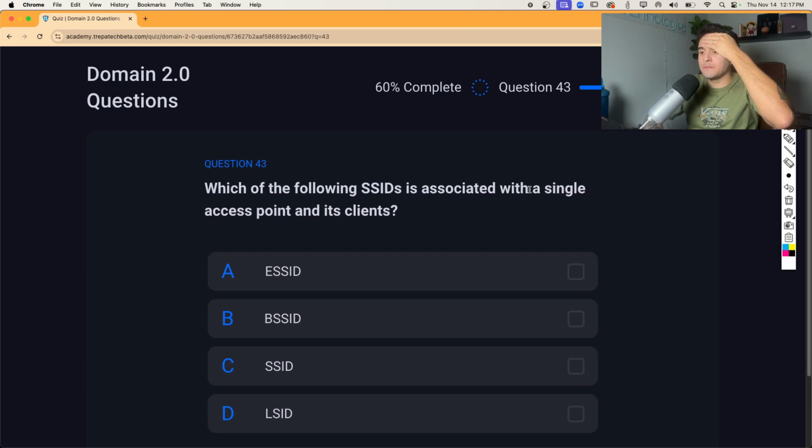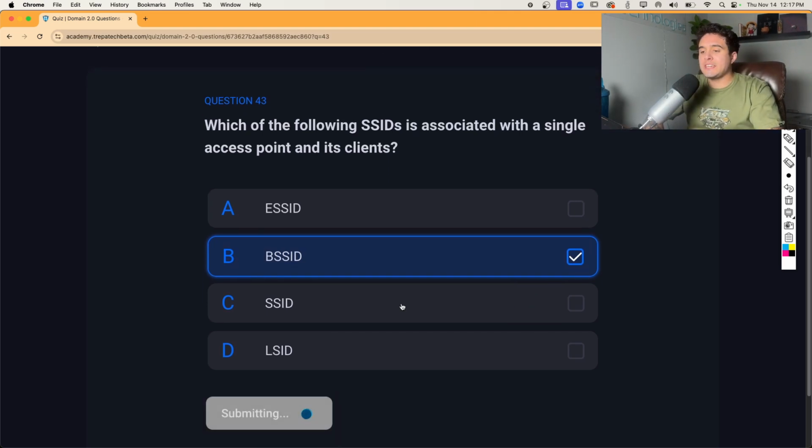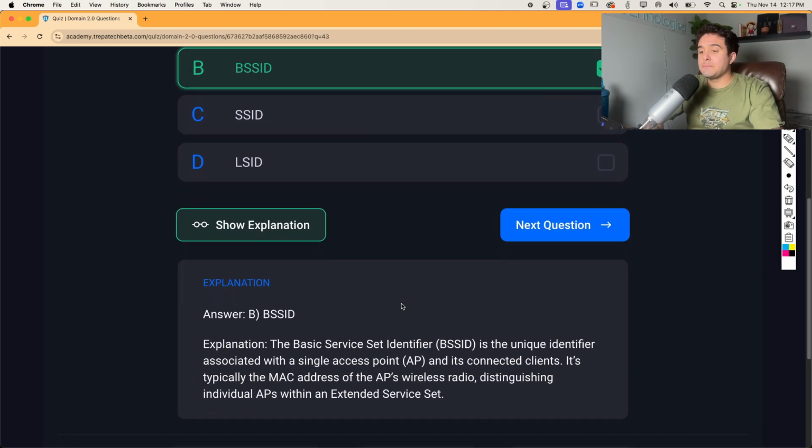Question 43. Which of the following SSIDs is associated with a single access point and its clients? That's going to be a BSSID. That is the basic service set identifier that just identifies a single access point in a single wireless network. Because remember, SSIDs actually correlate to wireless networks, because an access point could be broadcasting 4 SSIDs that correlate to 4 different subnets and networks in your environment.